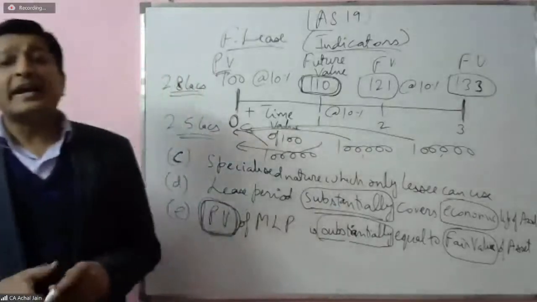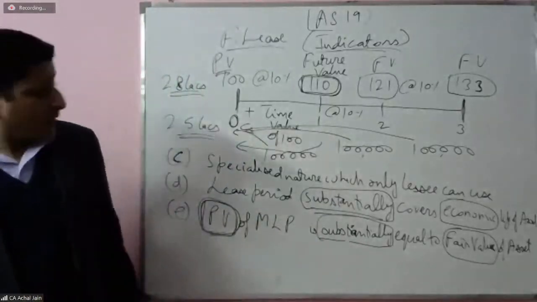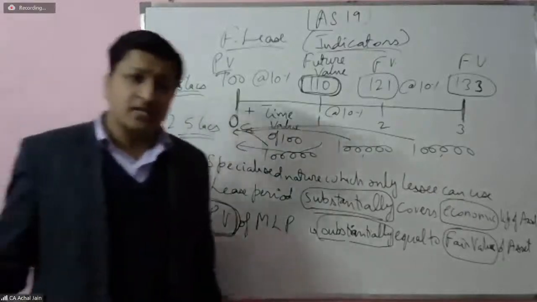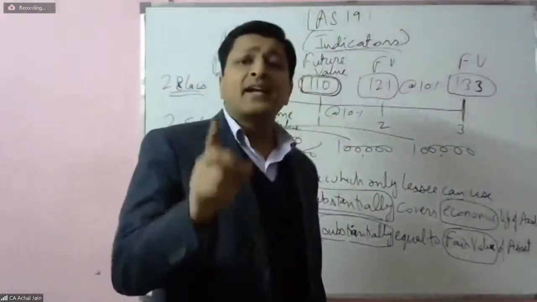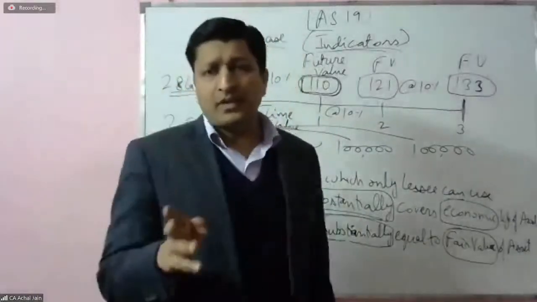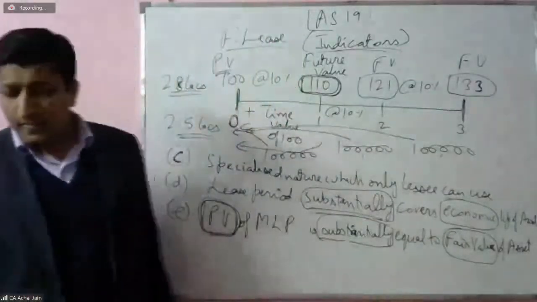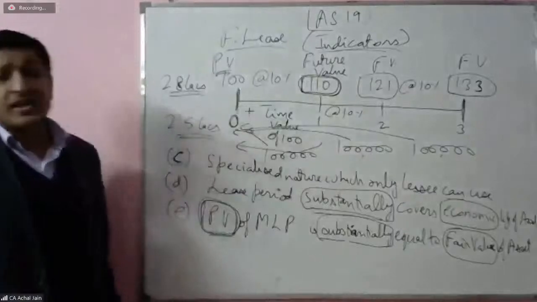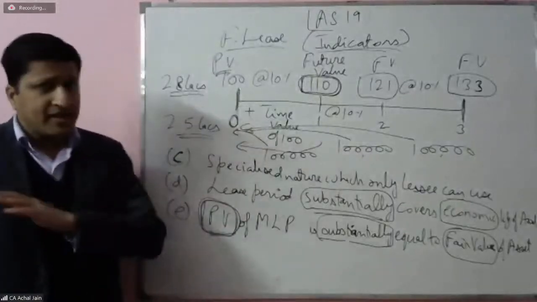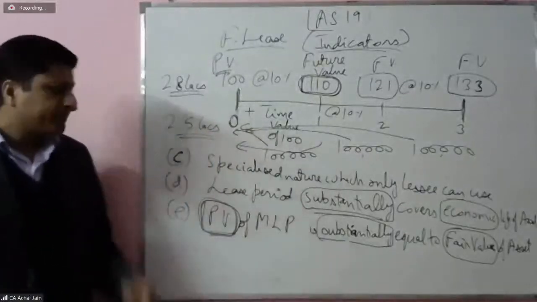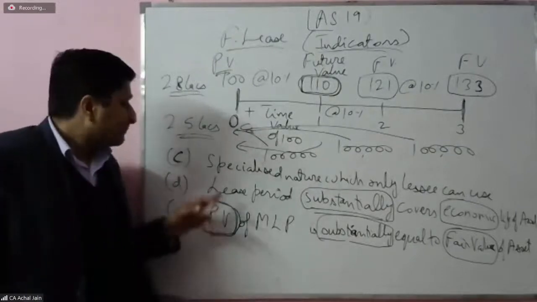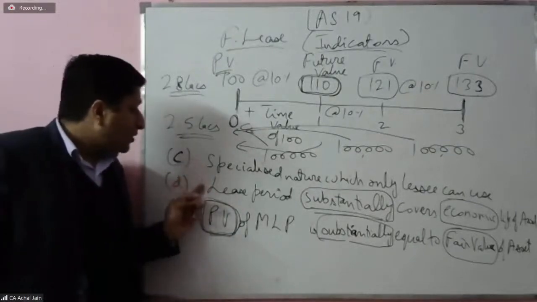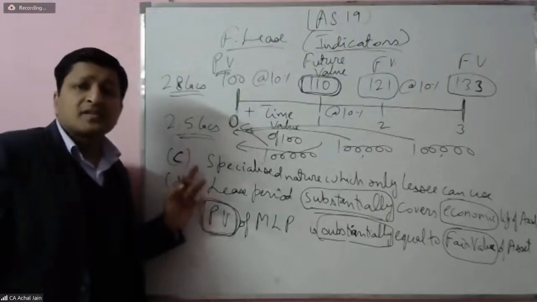Now, these are the indicators which the standard has given us. If any of these indicator is present in the lease arrangement, what will you say? You will say it's a finance lease. Otherwise, it's not a finance lease. Okay. Now, I think one of you asked me about indicator C and D.